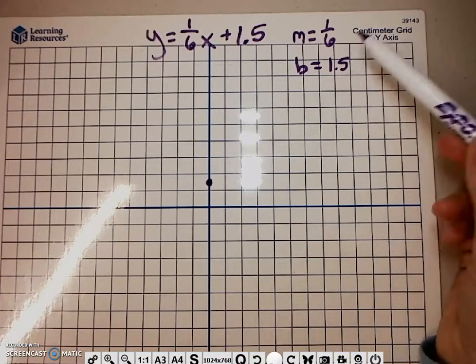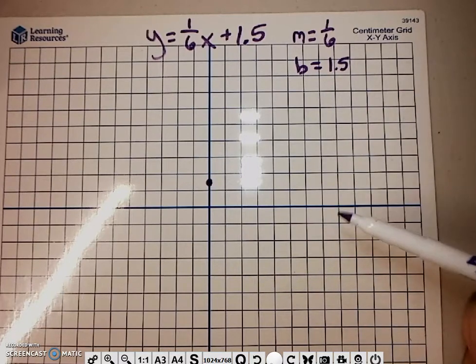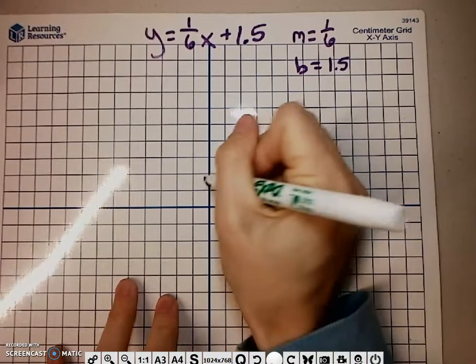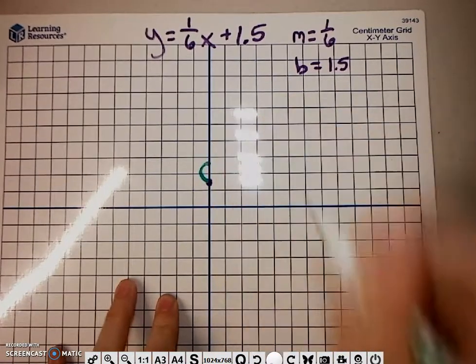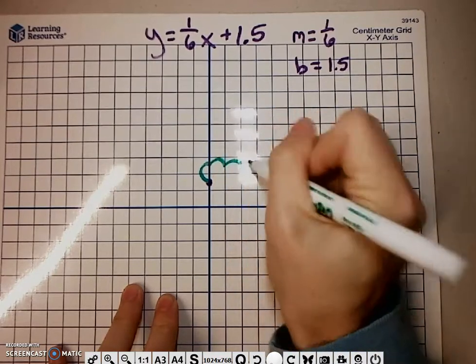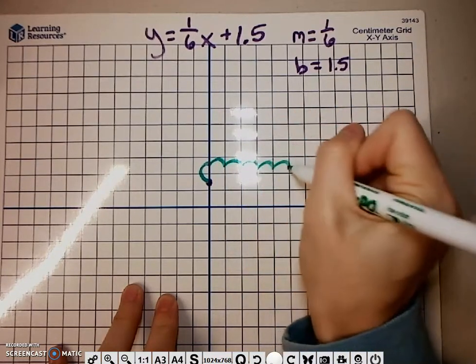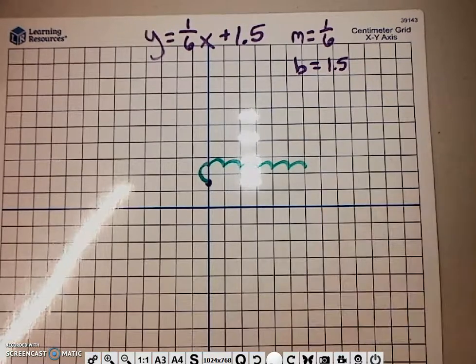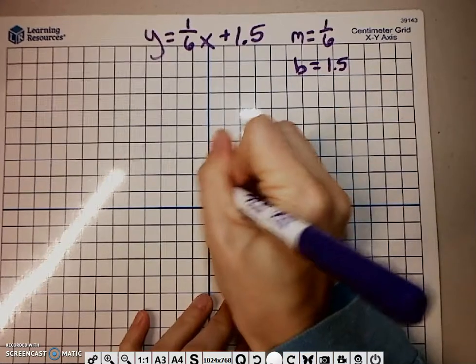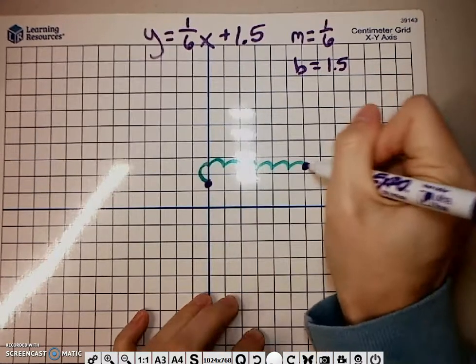My slope is 1/6. So that's up 1, forward 6 for rise over run. Positive 1, positive 6. From here I'm going to use green so you can see. From here I go up 1, which lands me here, and then I go forward 6. So 1, 2, 3, 4, 5, 6. And this here is my second point now. So I use my y-intercept and then my slope to find my second point.